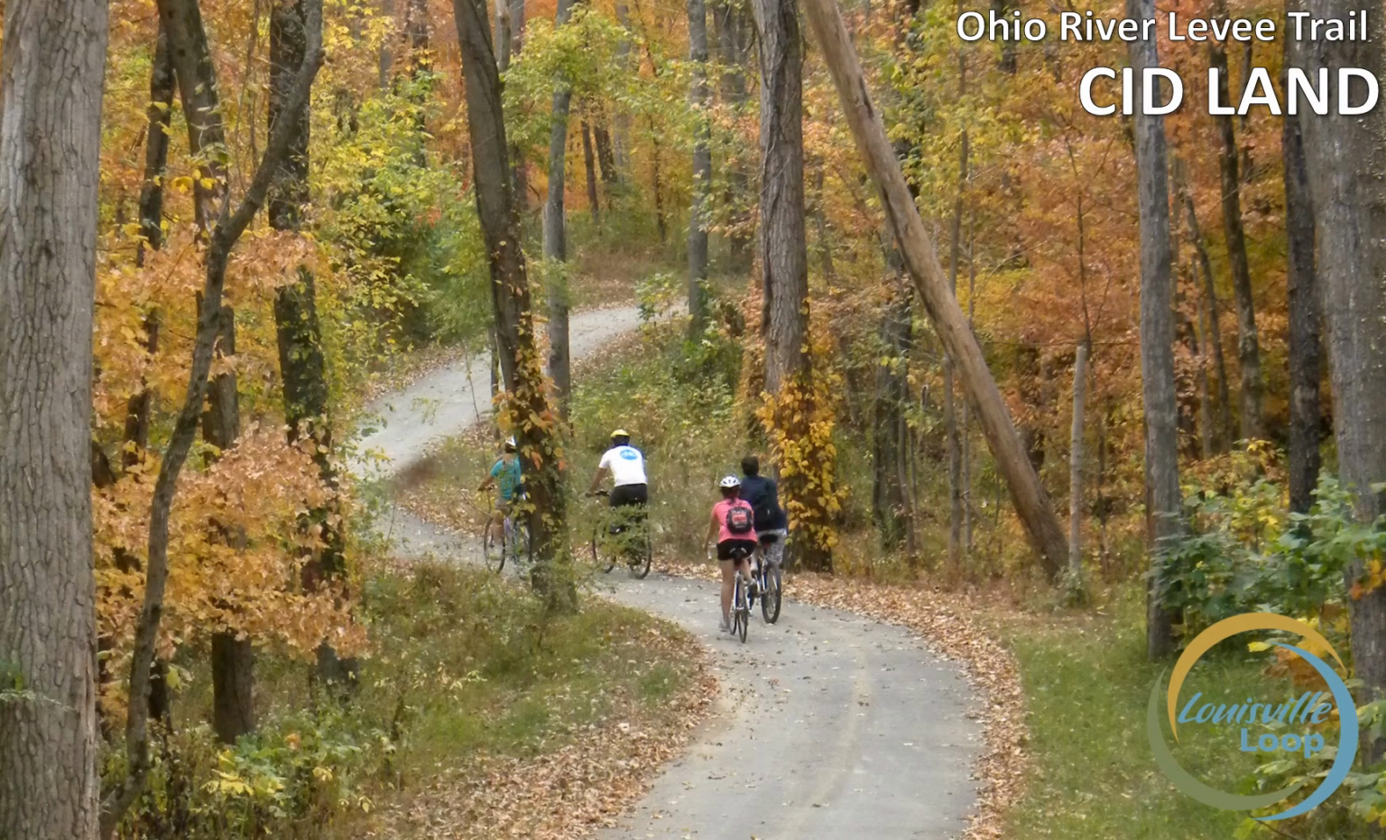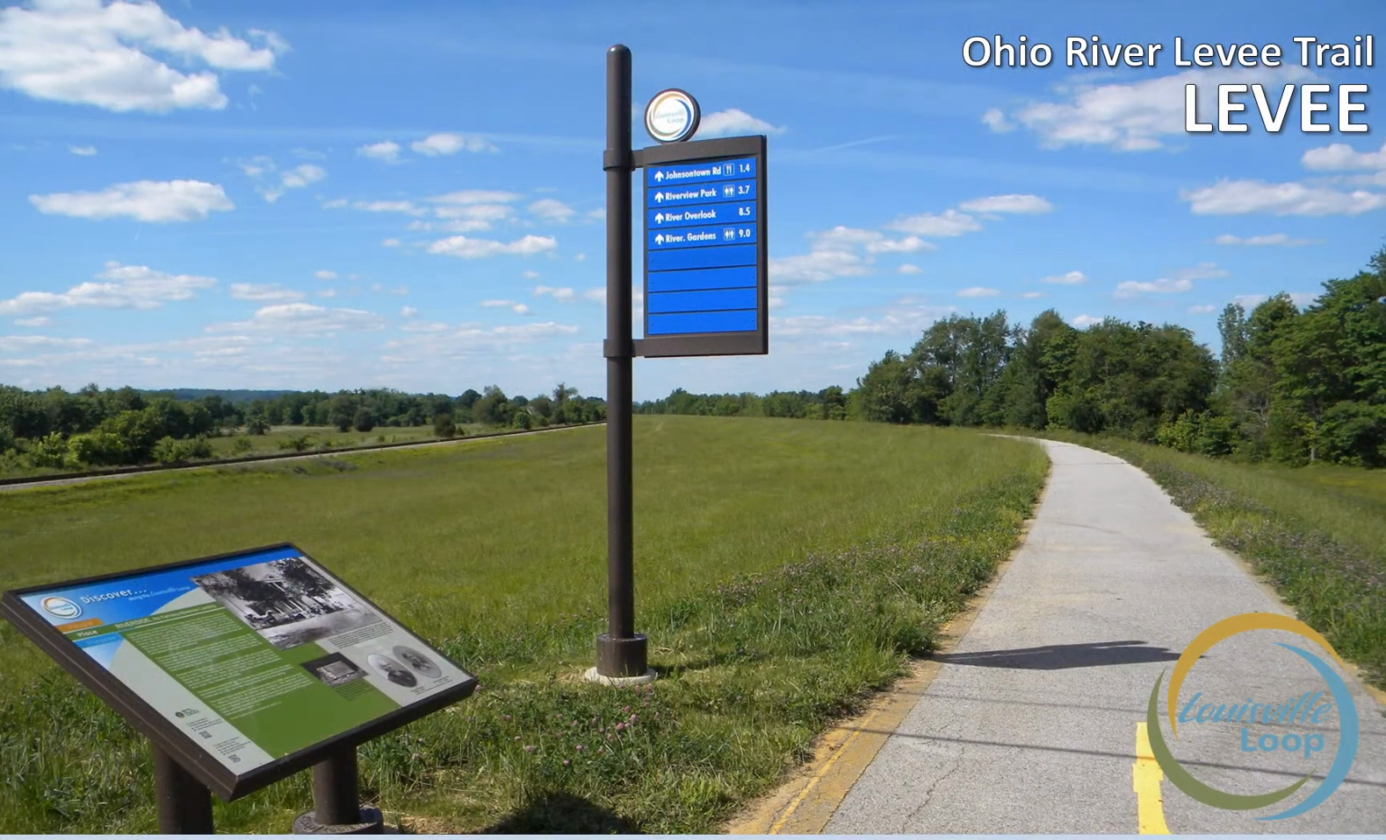Then upon leaving the Rubbertown Industrial District, the loop reaches beautiful territory, woodlands and floodplain forests again. The CID land was Community Improvement District properties that were acquired for flood management back in the 60s and 70s. The loop then follows several very easy miles on the top of the Ohio River levee.